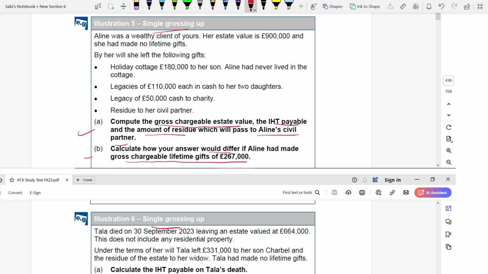So the estate value is 900, no lifetime gifts. She made the following gifts. 180 to her son, this is a holiday cottage, never lived in the cottage. Legacy of 110 each in cash for her two daughters. Legacy of 50k to charity and residue to her civil partner. So let us quickly do that.